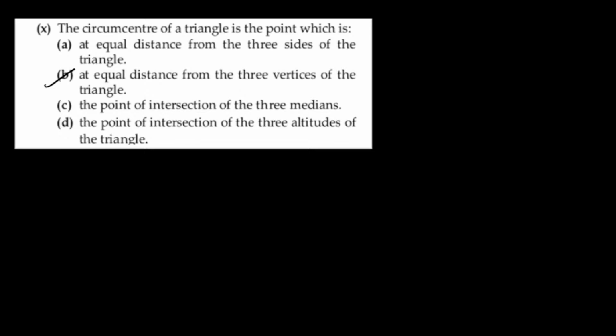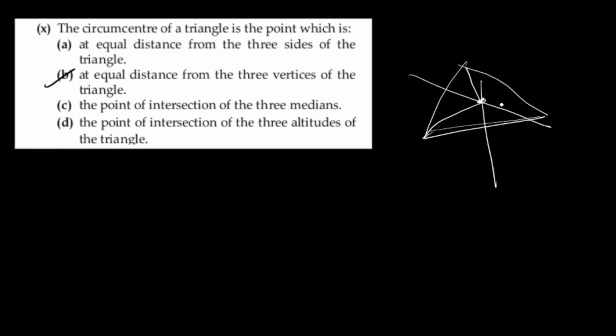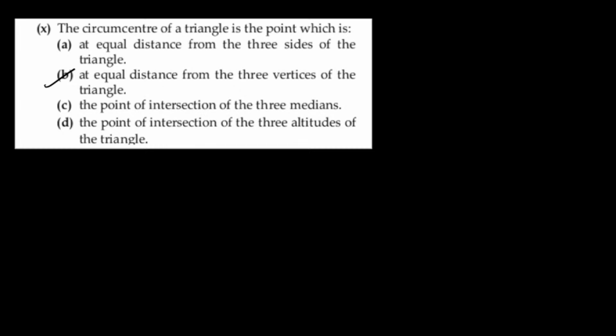Option B is correct because in construction, when we draw the perpendicular bisectors of two sides, from their point of intersection we measure the distance to the vertices of the triangle, and we get equal distances. That's why the circumcenter is at equal distance from the three vertices of a triangle. And we know that the point of intersection of three medians is the centroid.